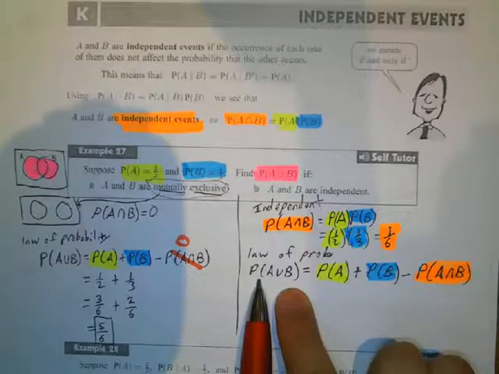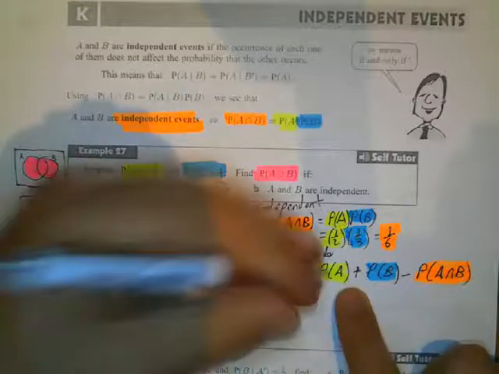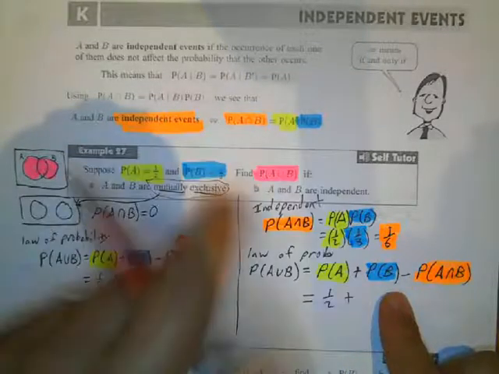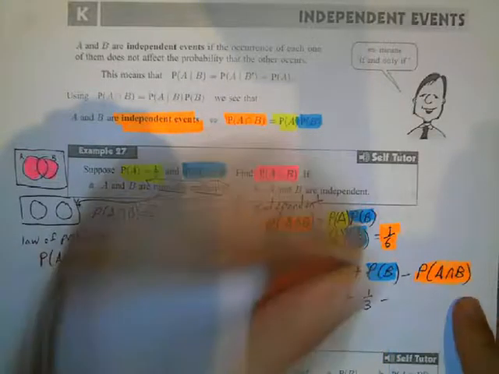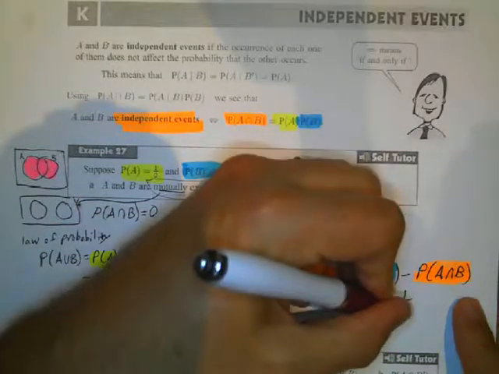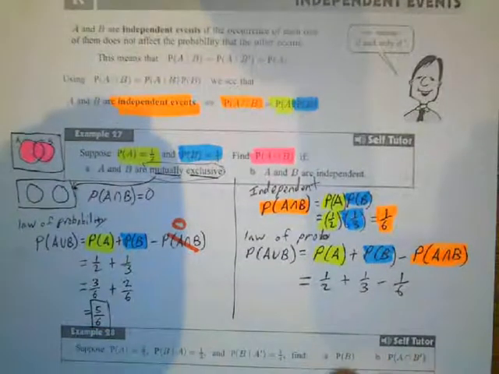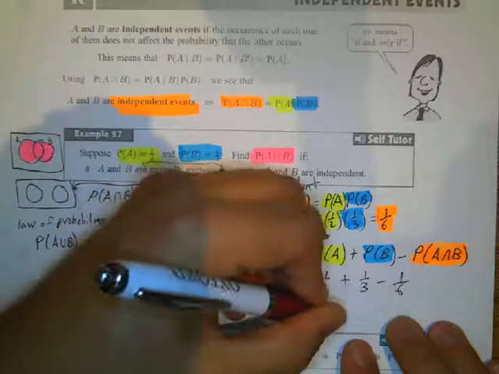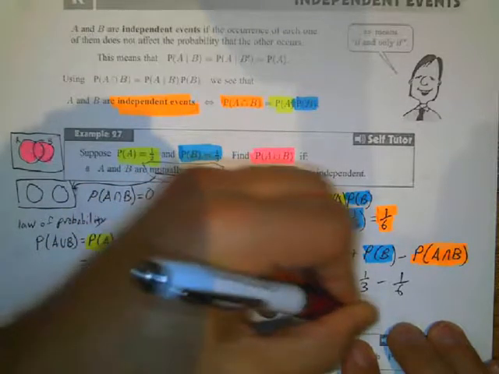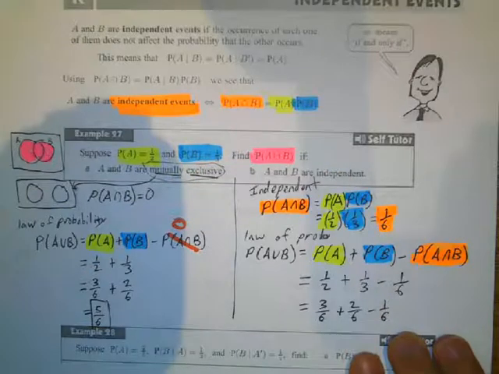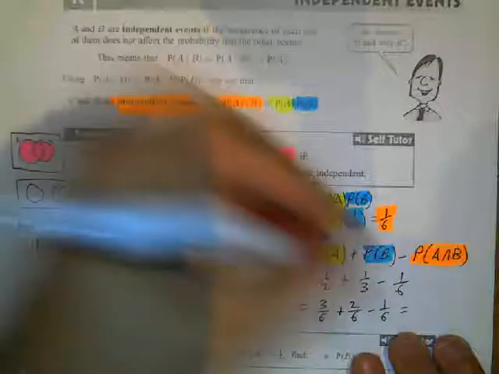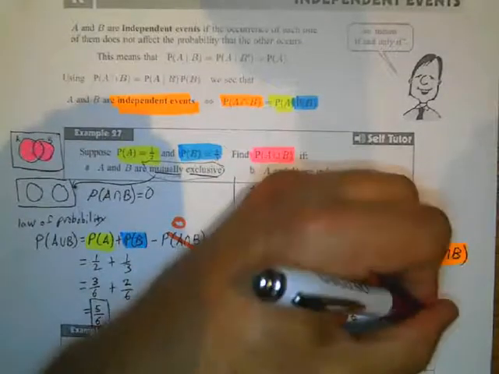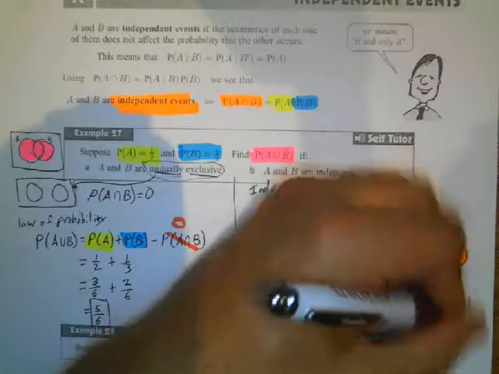So to figure out the union, we're going to say probability of A, which is 1/2, plus probability of B, which is 1/3, minus the intersection, which is 1/6, and then we are going to get our answer. We need a common denominator, so we get 3/6 plus 2/6 minus 1/6, and we end up with 4/6, which can be simplified as 2/3. Either answer is fine.